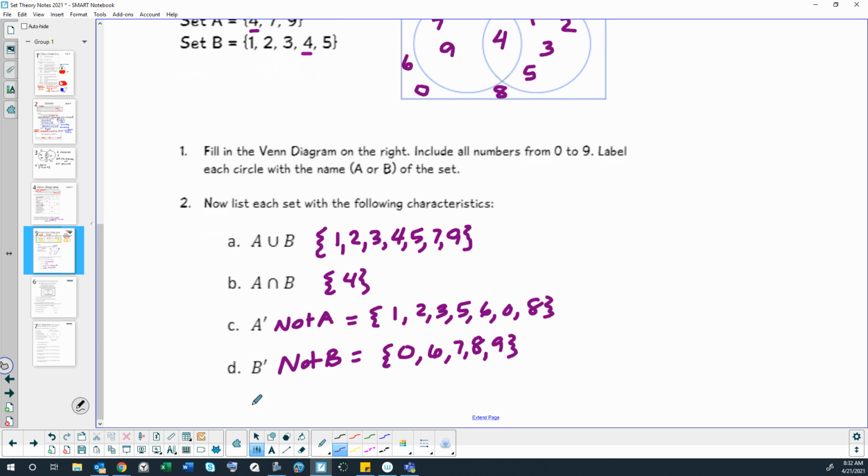Now, I wouldn't mind if we actually did the relative complements as well, so I'm going to add those on. So let's do a relative complement of A to B. The relative complement of A to B would just be 7 and 9, correct? Because it's just the numbers that are in A that are not in B.